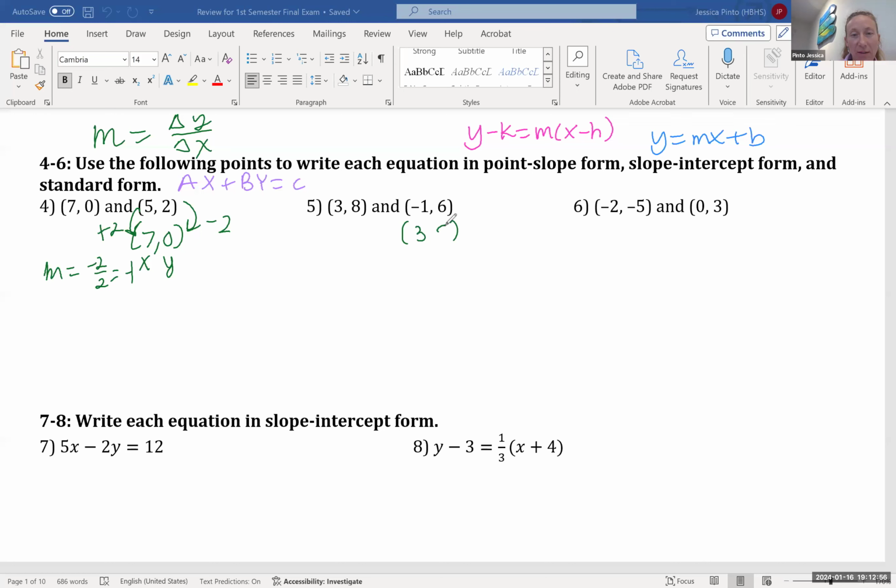So 3 and 8. To go from 6 to 8, I added 2. To go from -1 to 3, I added 4. So my slope is 2 over 4, or 1/2.